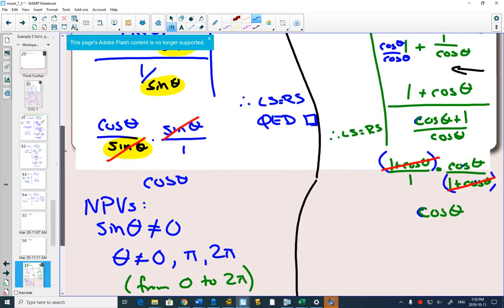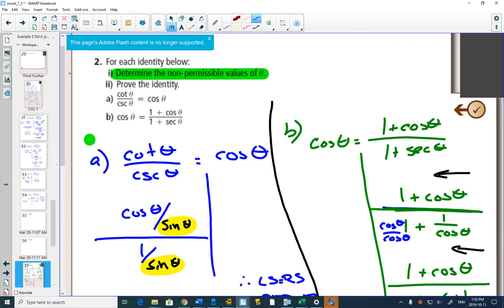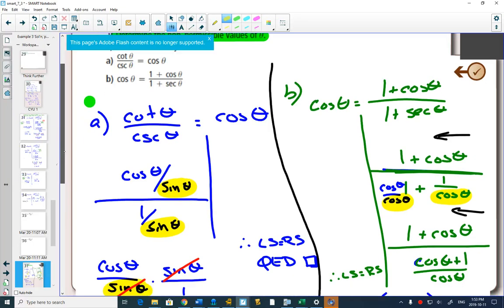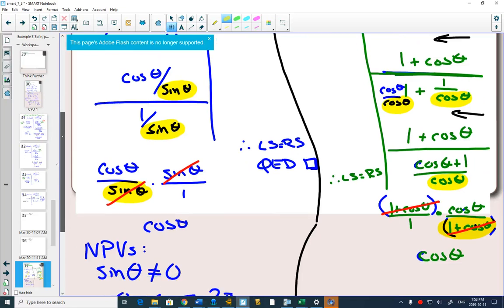Example 2 is a little bit more complicated. Determine the non-permissible values. Where are you dividing? You are dividing by cos. You are dividing by 1 plus cos. So if we look through all the places that we're dividing by cos, we're also dividing by 1 plus cos.